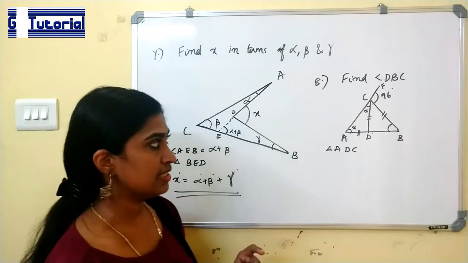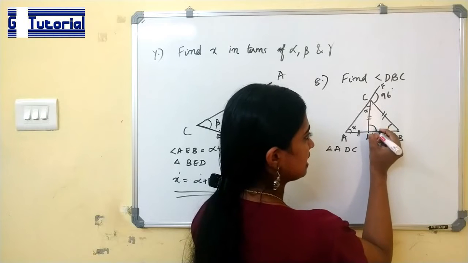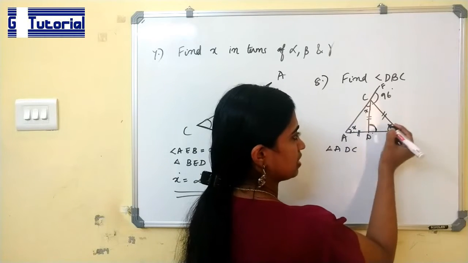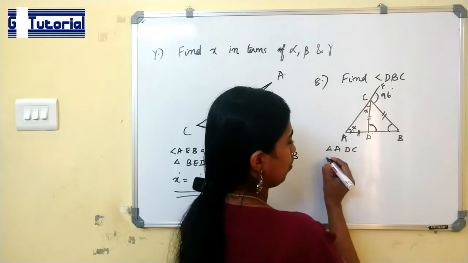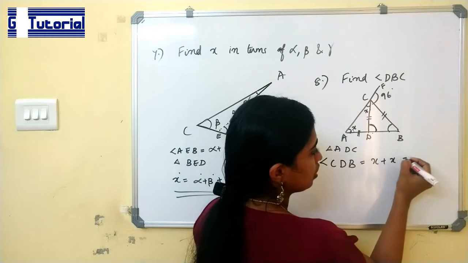If that is X, then considering this triangle, this will be the exterior angle for that triangle. And that will be equal to the sum of interior opposite angles. So this angle will be equal to the sum of these two. So angle CDB will be equal to x plus x, that is 2x.